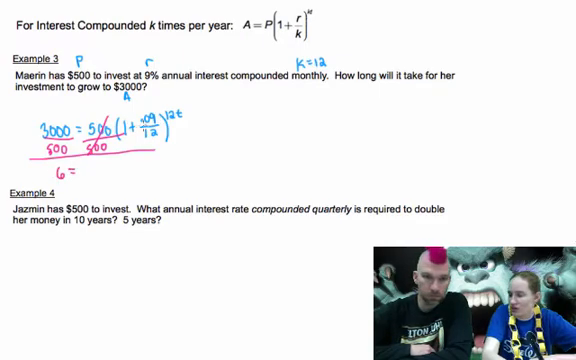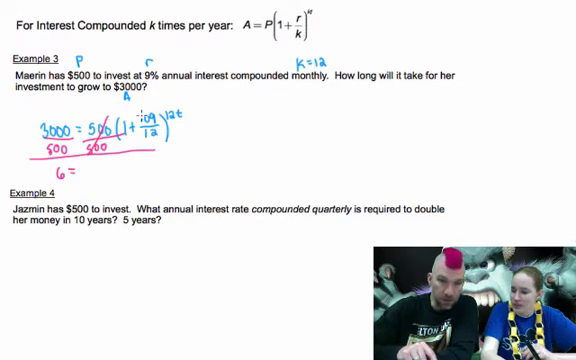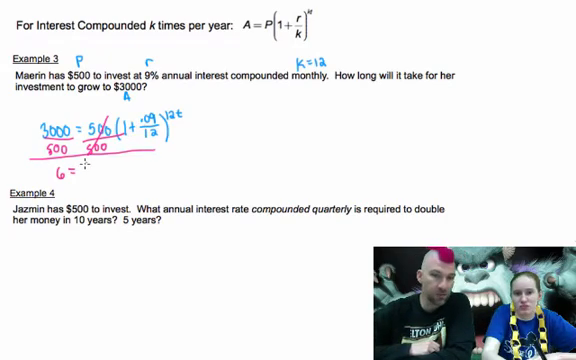And why don't we go ahead and do this? 1 plus 0.09 divided by 12. I already know the 3,000 divided by 500 part. Do the parentheses: 1 plus 0.09 divided by 12. I get 1.0075.